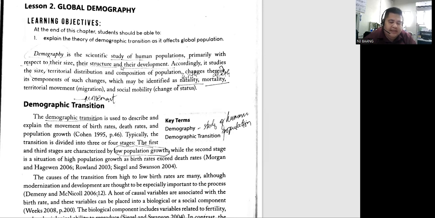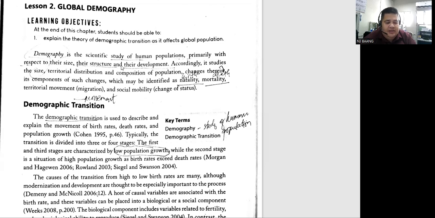When we say demography, it is the scientific study of human population, primarily with respect to their size, their structure, and their development. According to its studies, the size, territorial distribution, and composition of population, and their changes, its components such as natality or birth, mortality or death, the territorial movement or migration, and the last one would be social mobility, or the change of status.